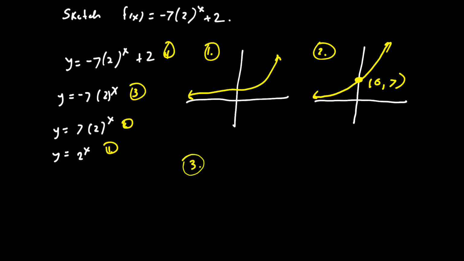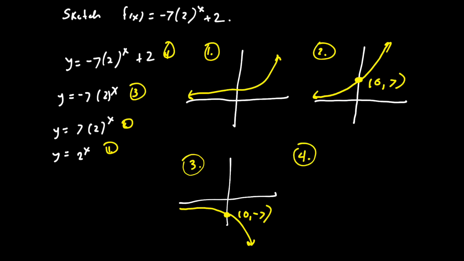In step 3, we go ahead and we flip number 2 across the x-axis, and this is going to give us a graph that looks something like this, where our y-intercept here is now (0, negative 7). And then in step number 4, we're going to shift our graph up by 2 units. So that our y-intercept now is at the point (0, negative 5), but our graph is now crossing the x-axis.